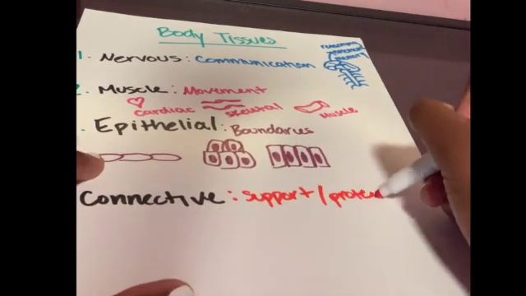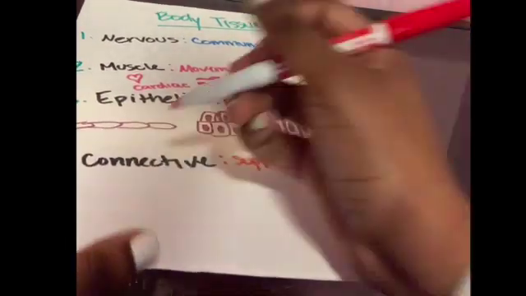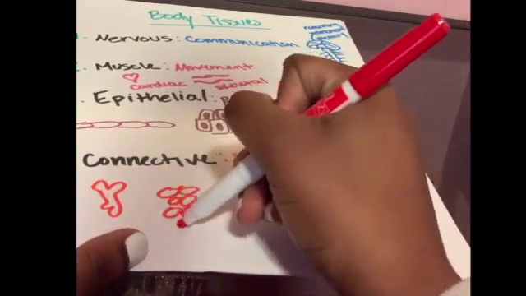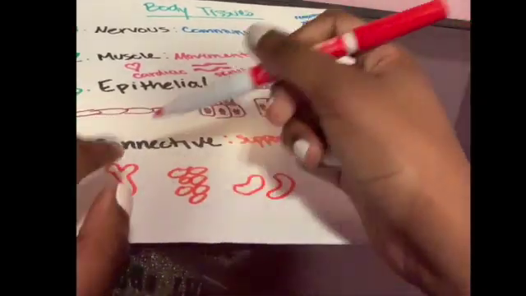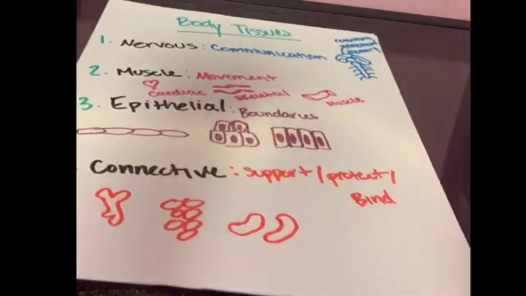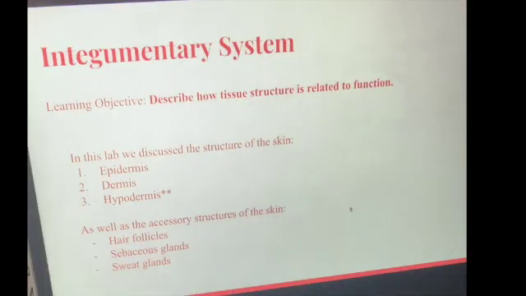And then besides connective, I would write support, protect, and bind. And the little pictures I would draw underneath is a bone, fat cells, and blood, because these are 3 types of connective tissues. The next lab I chose to incorporate into this topic is integumentary system.